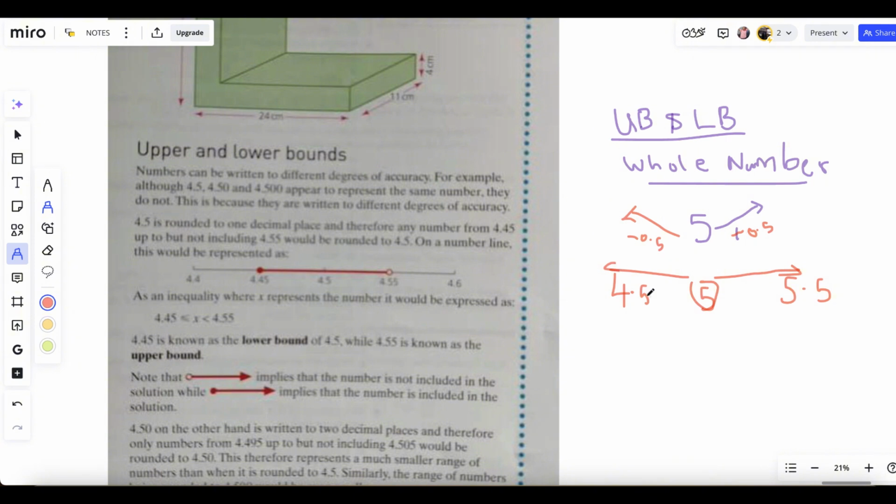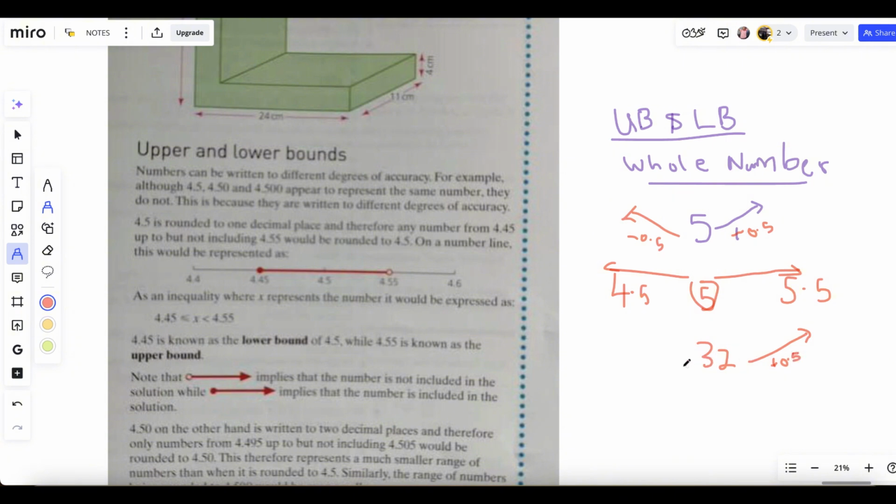So for all whole numbers, this is just what we do. It's as easy as that. Take 32, for example. If you are given 32, what will you do? You add 0.5 to get the upper bound of 32, and you subtract 0.5 to get the lower bound of 32. It's as easy as that.